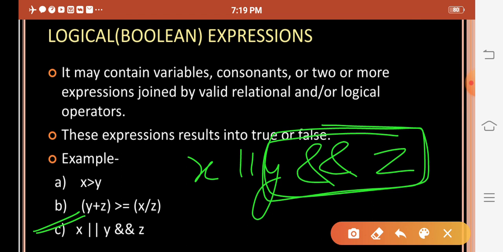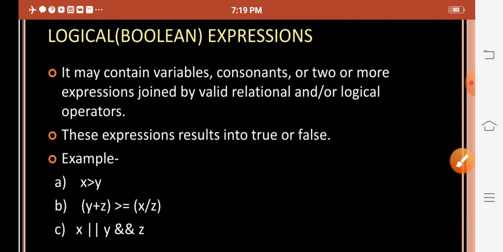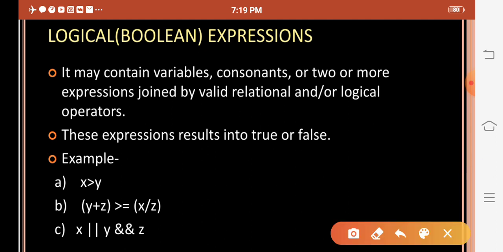ठीक है, and की precedence ज़्यादा होती है, so this will be solved first. So it will give the answer in true or false. Then after that it will operated with the or operator, and finally you will get the answer in Boolean form. So here we have completed our two types of expressions, logical and Boolean expressions. Completed. So arithmetic expressions also we have done.